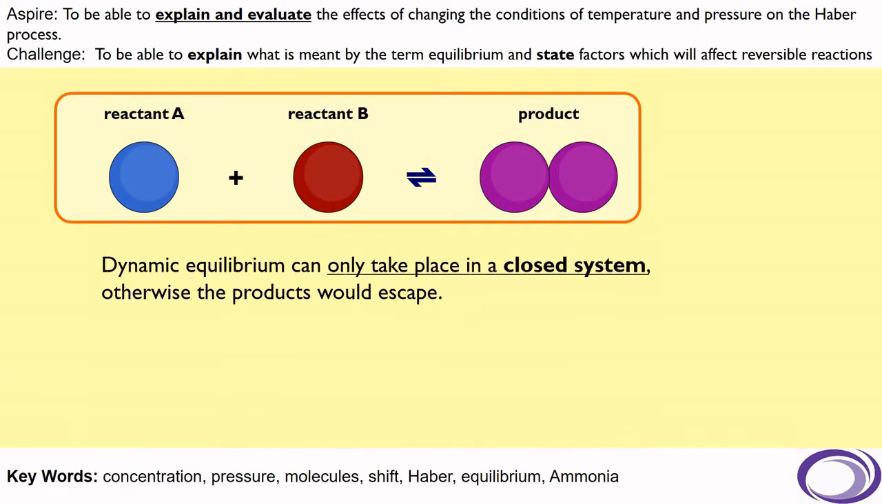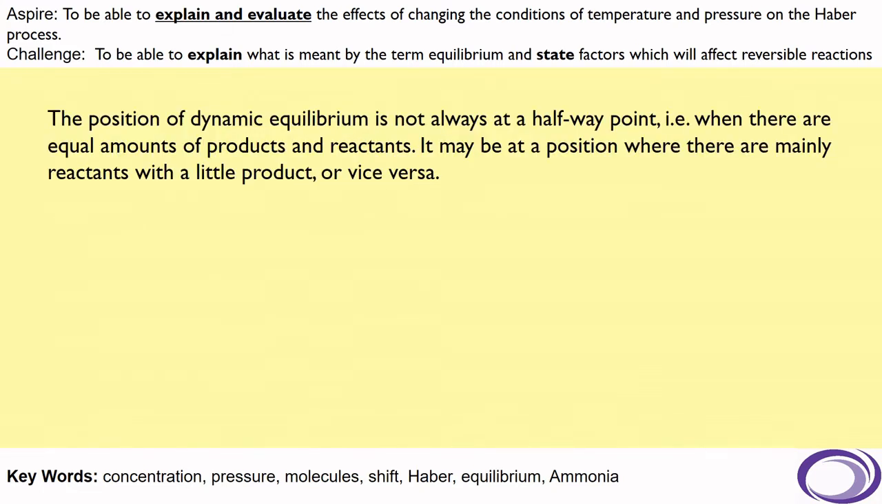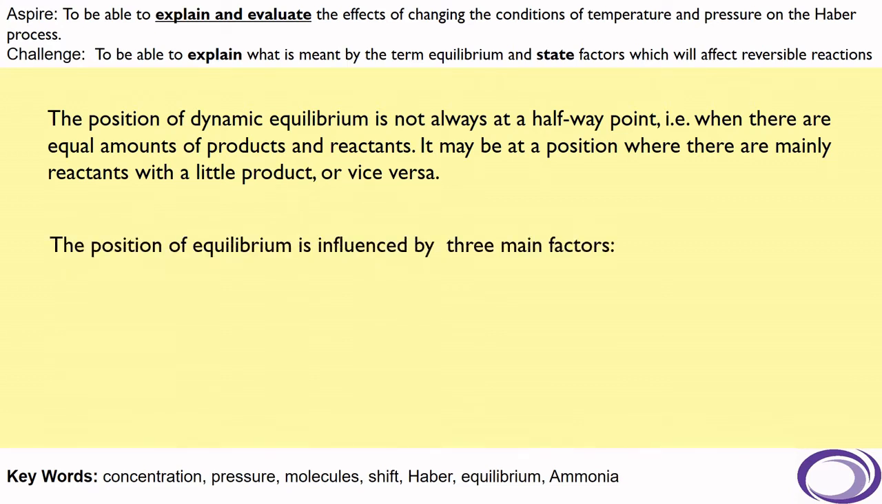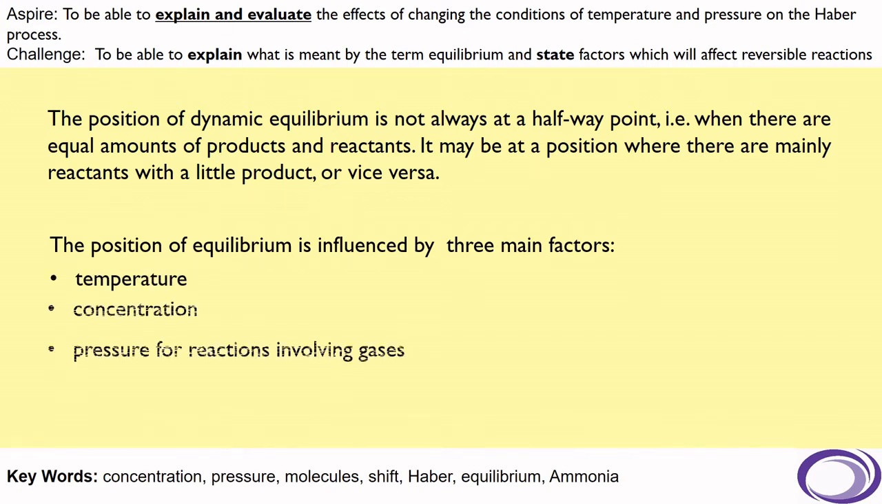Now, dynamic equilibrium can only take place in a closed system. Otherwise, the products would escape and then they couldn't reform the reactants. The position of dynamic equilibrium is not always at a halfway point. It may be at a position where there are mainly reactants with little product, or vice versa. The position of the equilibrium is influenced by three main factors: the temperature, the concentration, and if we are looking at a reaction involving gases, the pressure.